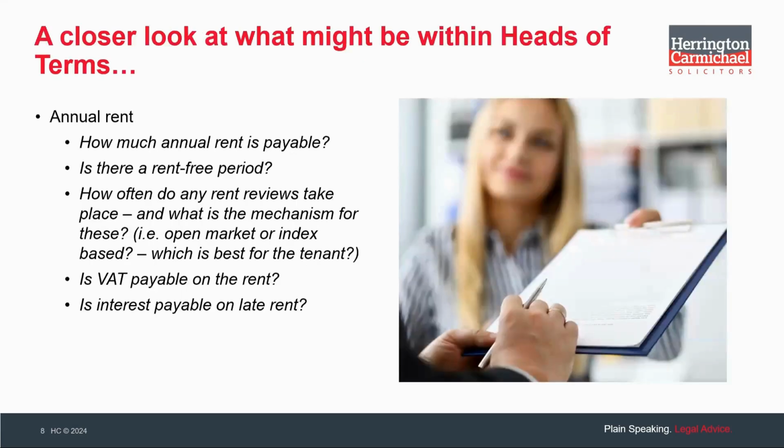Thanks, Hayley. So taking each of the heads of terms that you might expect to see one by one, let's look at annual rent. Now, obviously, this is quite fundamental to both the landlord and the tenant. So you would expect the heads of terms to expressly set out what the starting annual rent is going to be for the lease. You'd also want it to include, if there's a rent-free period, how long that lasts for. Sometimes there might be a lower rent, like a half-yearly rent paid for a period of time. So all those kind of things need to be included in the heads of terms.